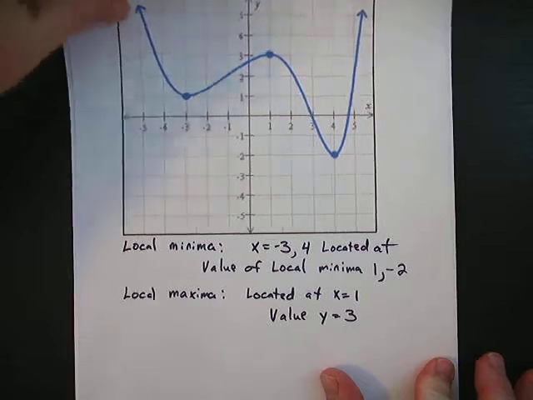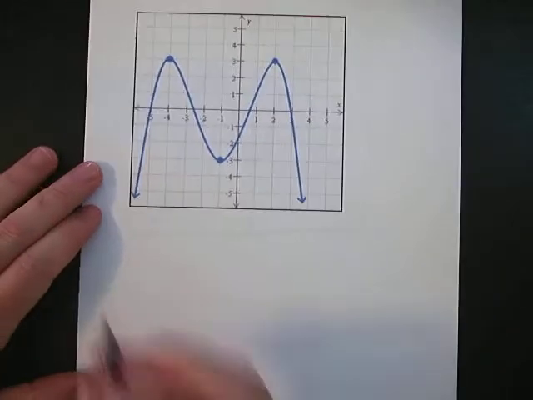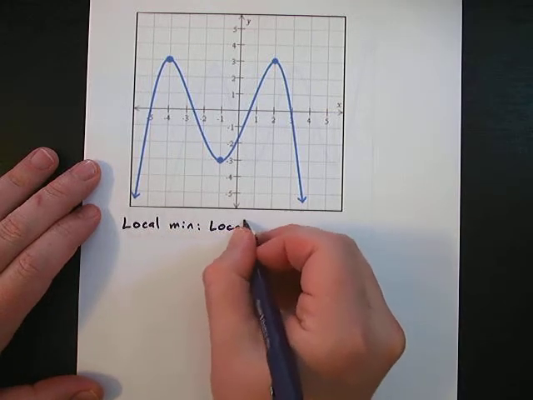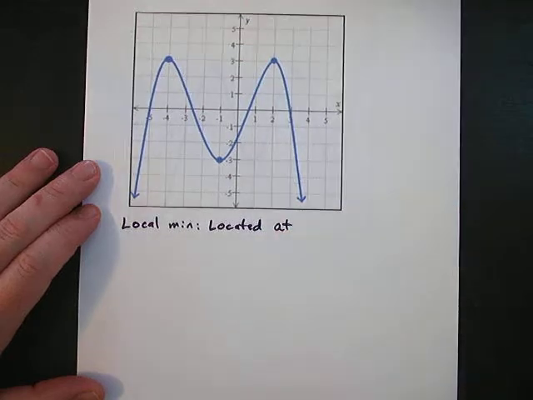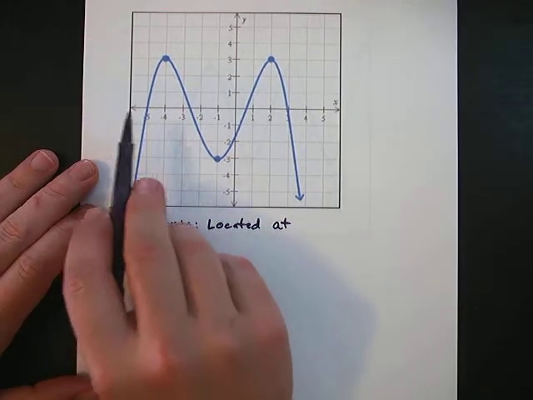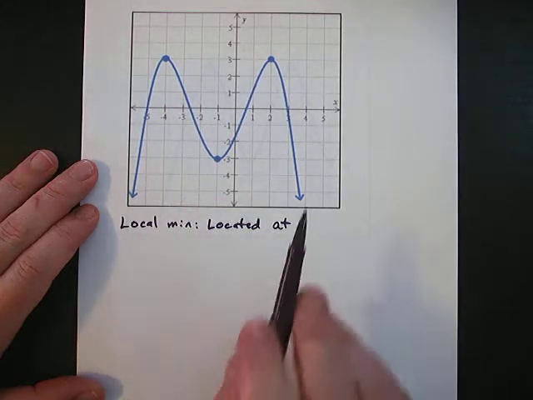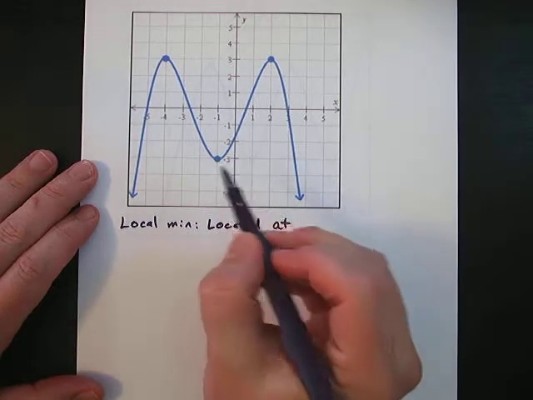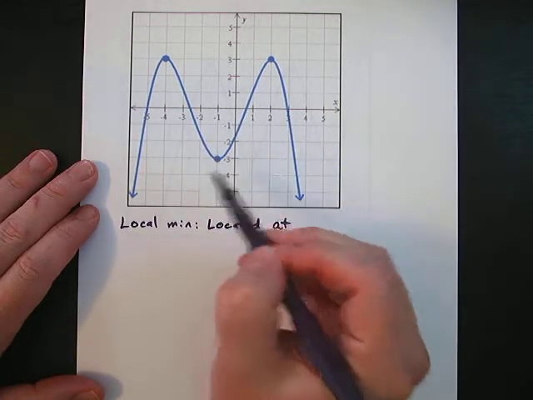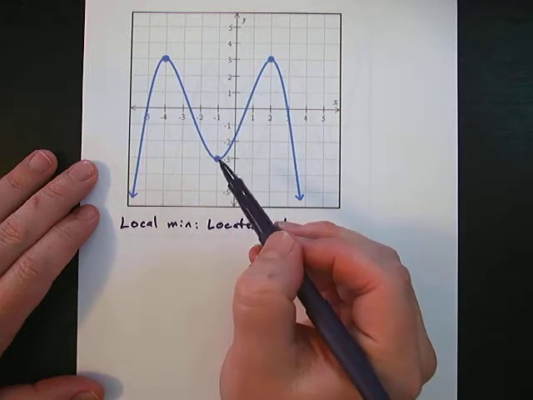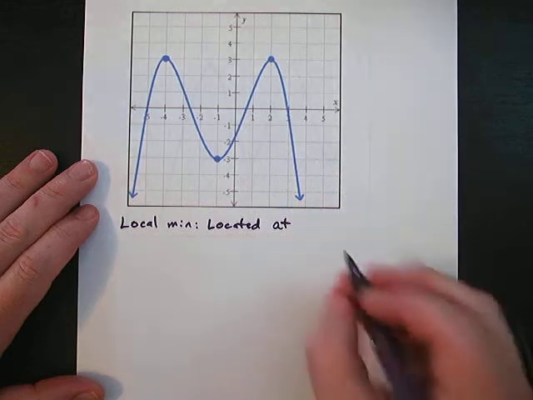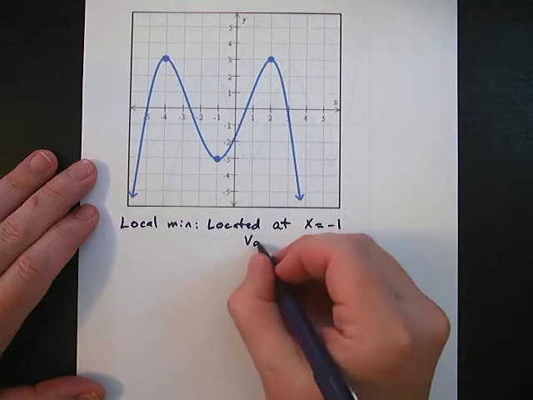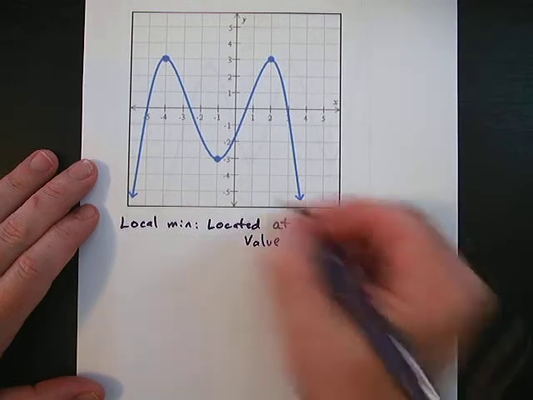Okay, let's look at another one. On this one, let's look for our local min first. For minima, again, this going down to -infinity and this going down to -infinity, those are not local mins, those are absolute mins, so we're not going to pay attention to those. This is the only one that is locally lower than everything else. You look around this point, it's the lowest point around, right? So it's located at x is equal to -1, and its value is y is equal to -3.